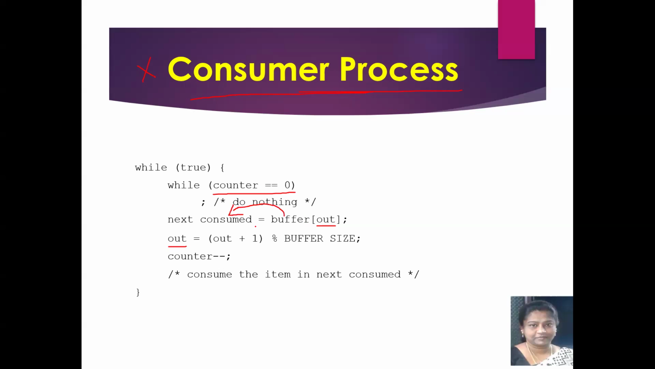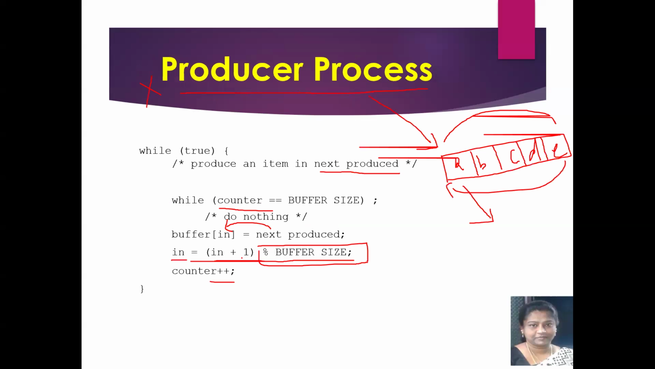next consumed. So whenever you consume an item, I increment the out pointer, which is an index variable for the consumer, in a very similar manner like how I do for in. So out equal to out plus 1 mod buffer size. And then I decrement the value of the counter once the item is consumed. So these two processes, producer and consumer, we assume that they are going to execute concurrently.